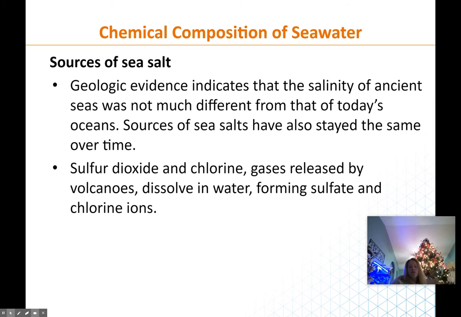All right, and then if we look at the source of sea salt, so where does this sea salt come from? So basically, it's found in rock. And so when rock dissolves, the salts dissolve into the water. So think of like limestone dissolving or other rocks breaking down or weathering. And so that releases those salts, and it's pretty steady over time. So we can look at salinity levels millions of years ago locked in the shell and fossil record, and we can see that salinity levels are about the same as they were millions of years ago. And then we also have some chlorine ions and salts forming from volcanic eruptions as well.